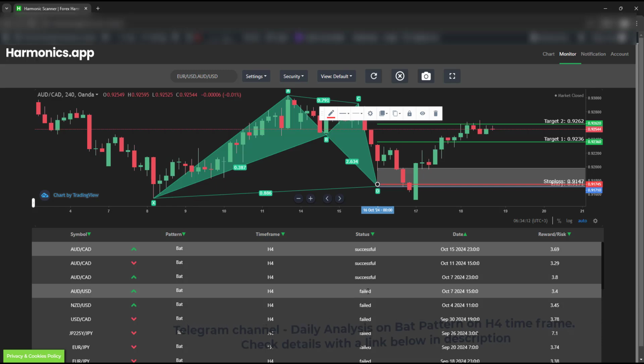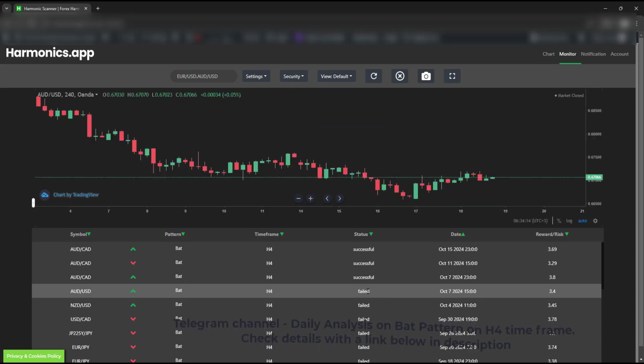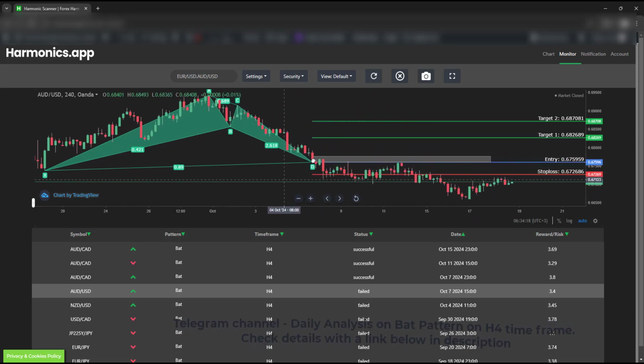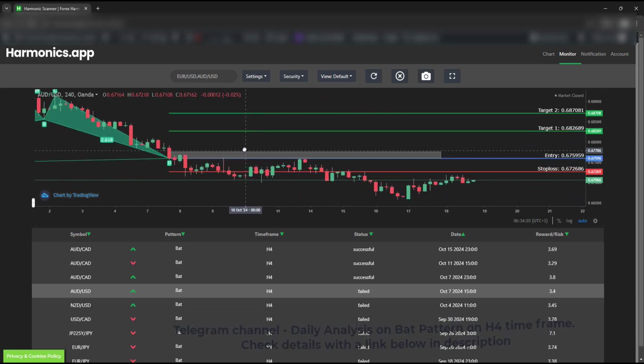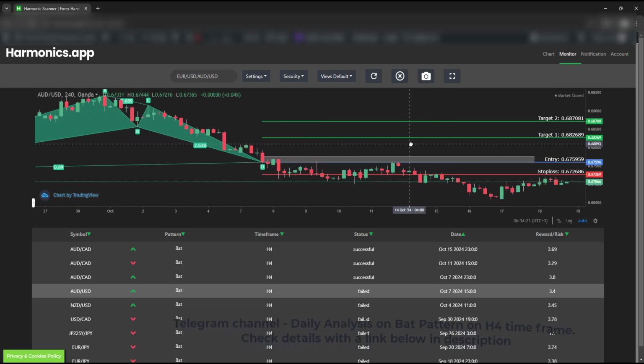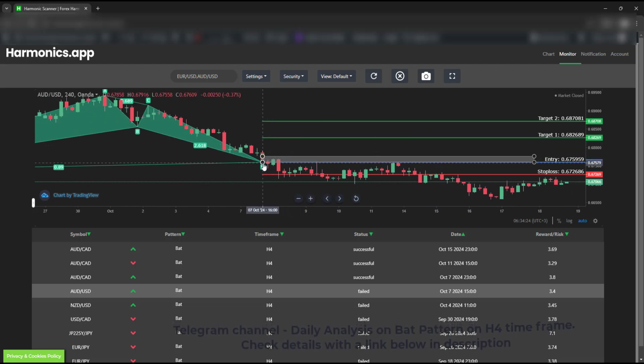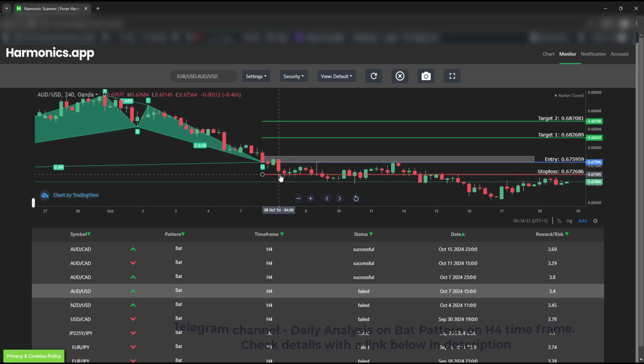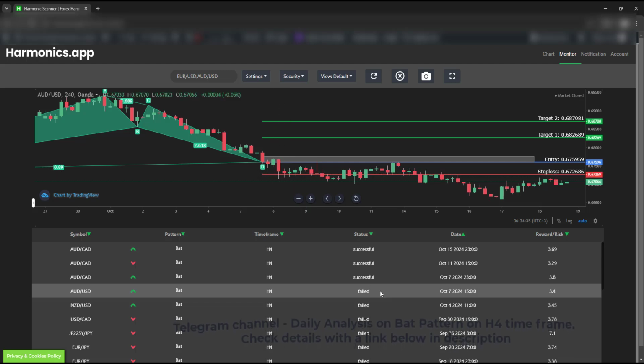Let's check this one, which was a failed one. A failed one means that after the price met a potential reversal zone, which was here, we can see that, just a minute, let's move this a little bit. The price has reached the entry level, and then the price has reached the first stop loss. We can see that after the price reaches the stop loss, this pattern has been detected as a failed one.